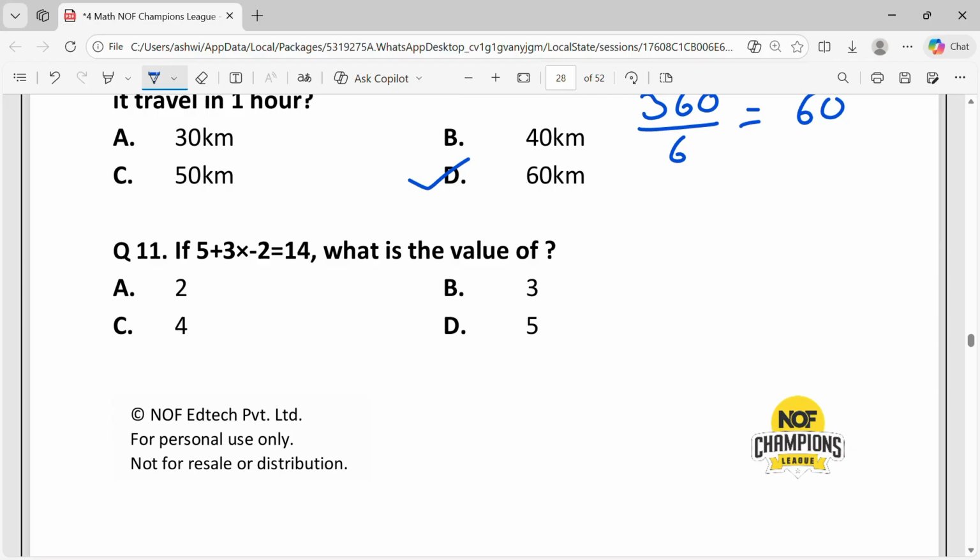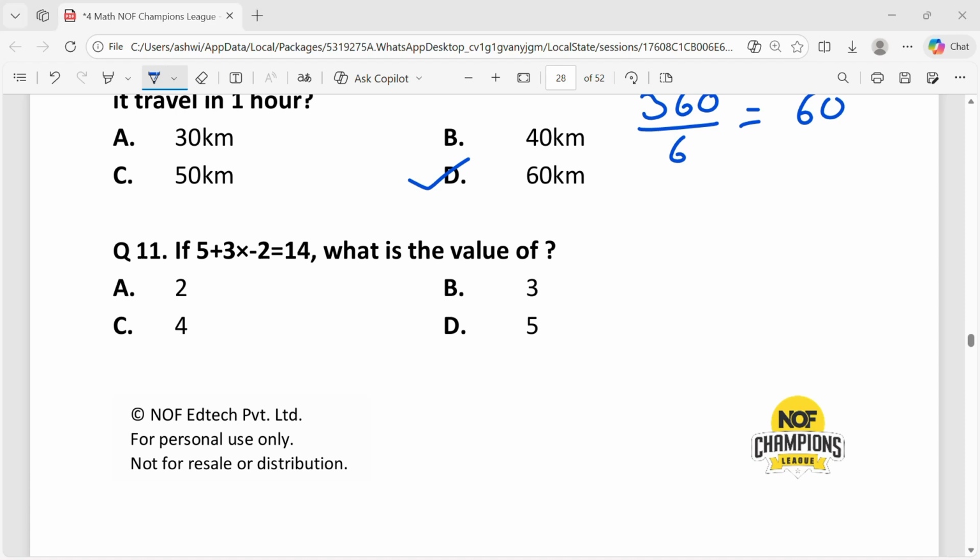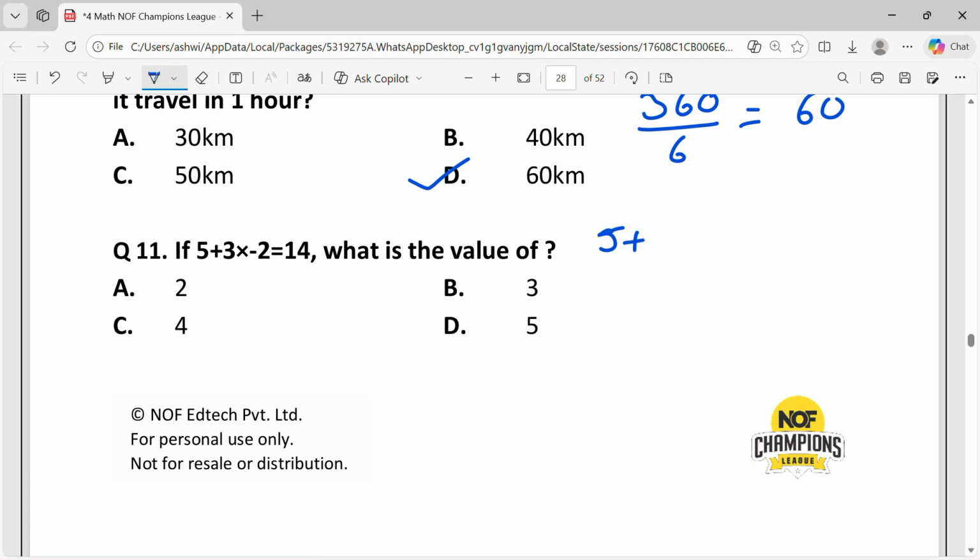Question 11. If 5 plus 3x minus 2 is equal to 14, what is the value of x? We are given 5 plus 3x minus 2 is equal to 14. That is 3x is equal to 14 minus 3.